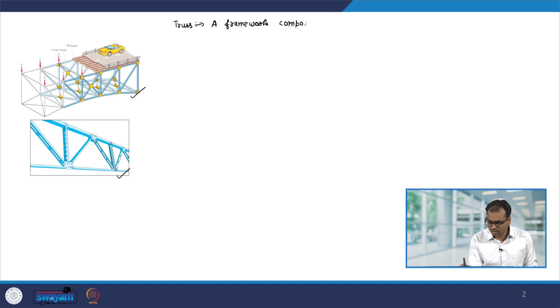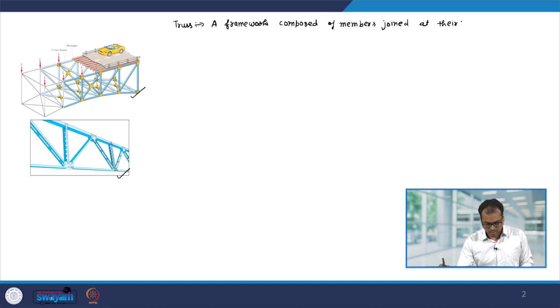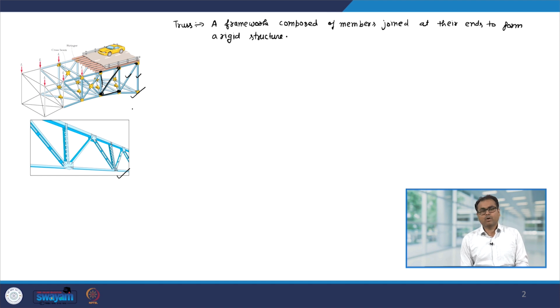which is composed of members which are joined at their ends to form a rigid structure. So, for example, you can see here these are the members and they are joined at their end. So, these are members and these are the ends and they are joined together to form a rigid structure.